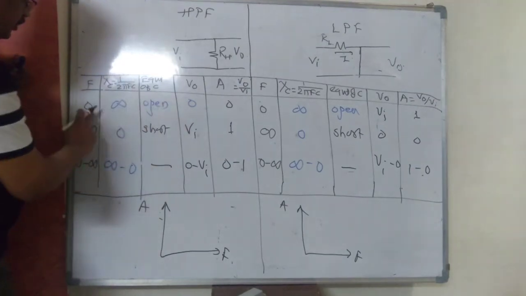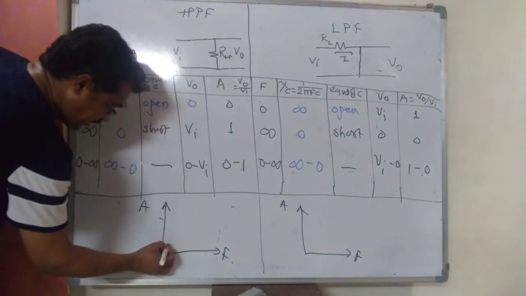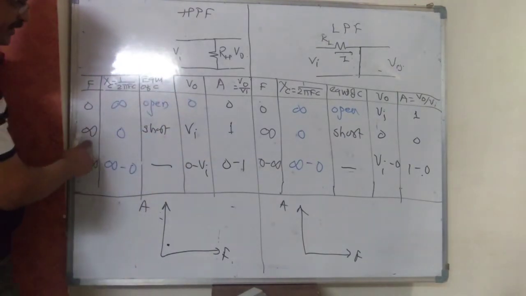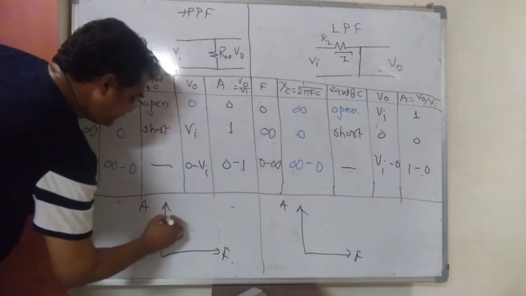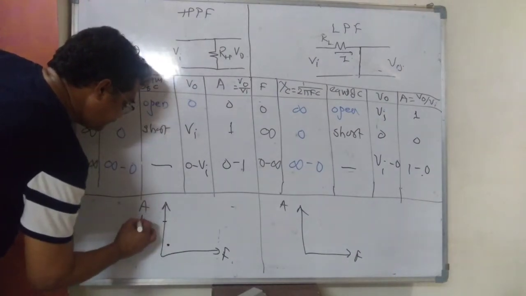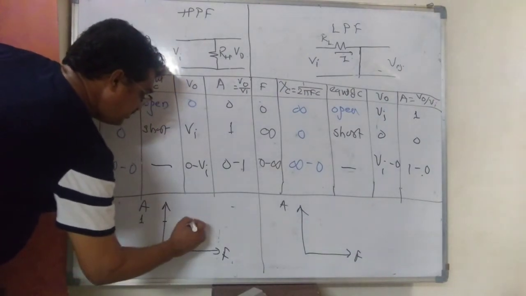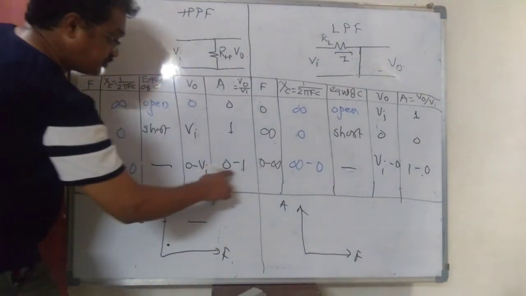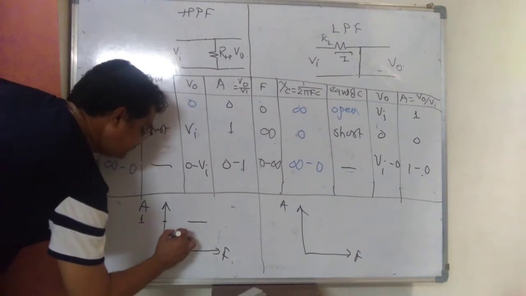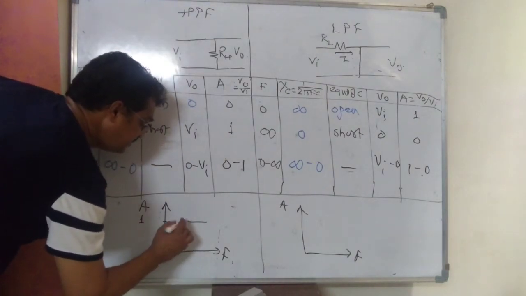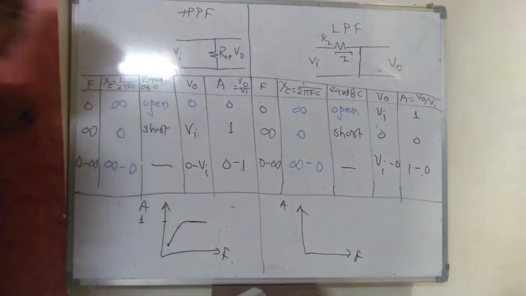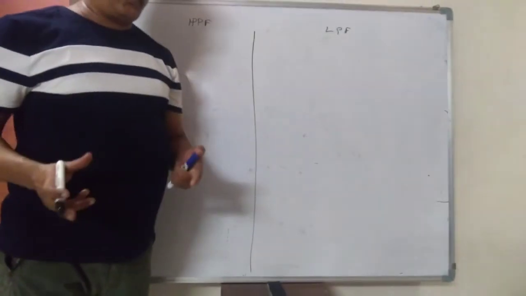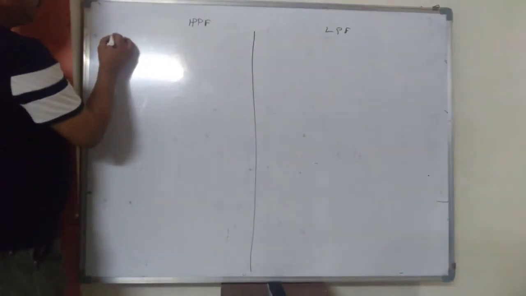So when frequency is 0, gain is 0. Suppose this is the point. Ideal point cannot be taken because when frequency is infinity, gain is 1. Suppose this is 1. And when frequency is between 0 to infinity, gain is increasing from 0 to 1. So now we have to study what is output when frequency is 0 to infinity.